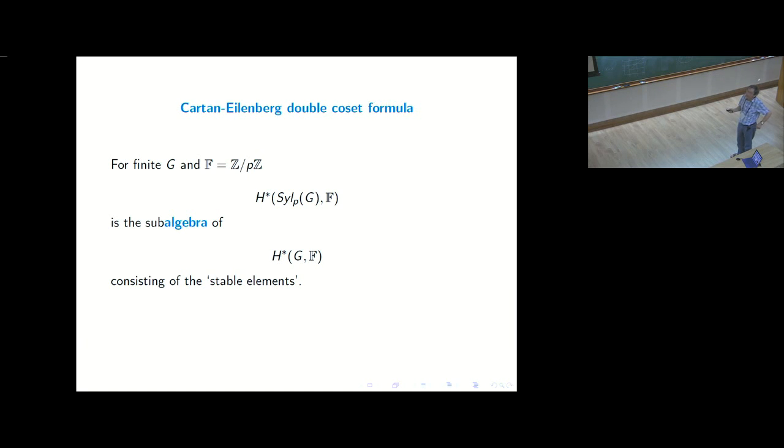so I'm taking the field of p elements. So if I'm working with the field of p elements, the thing that I'm interested in is a subalgebra of this, where the Sylow subgroup could be quite small. Which subalgebra? Well, it's very similar to what I wrote on the board the other day, but the other way around for cohomology. It consists of the stable elements, so you take double cosets and so on. So I won't go into that, but that motivates then looking at p-groups.